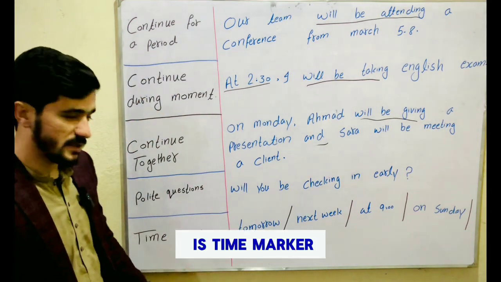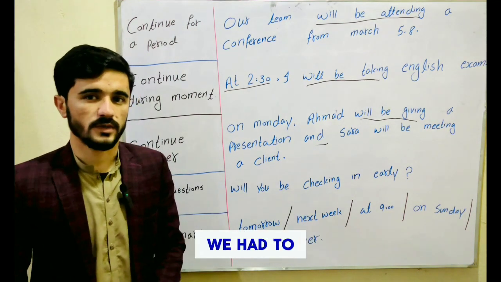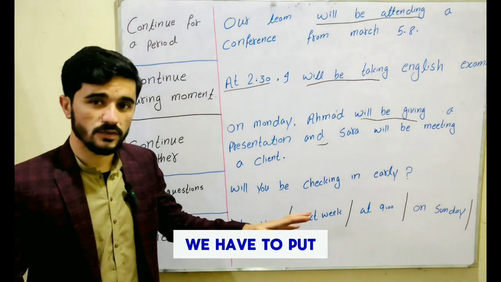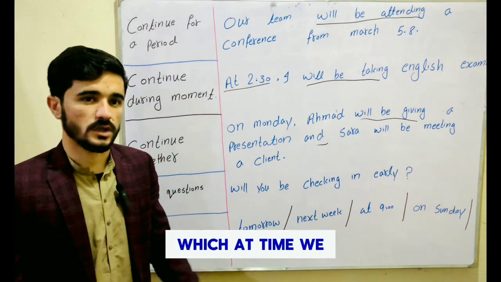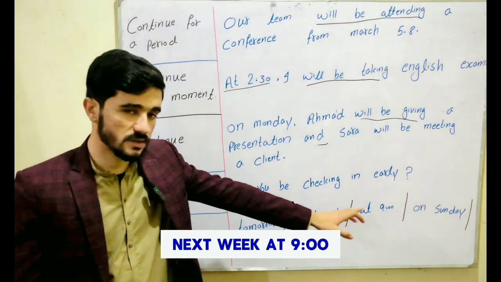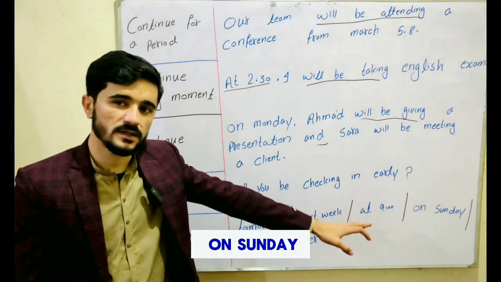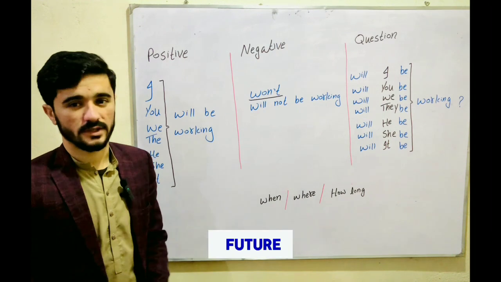And the last one is time markers. When we use future continuous tense, we have to put a time marker and mention the time, like tomorrow, next week, at 9 o'clock, on Sunday, and in summer. So what is the structure of future continuous tense?